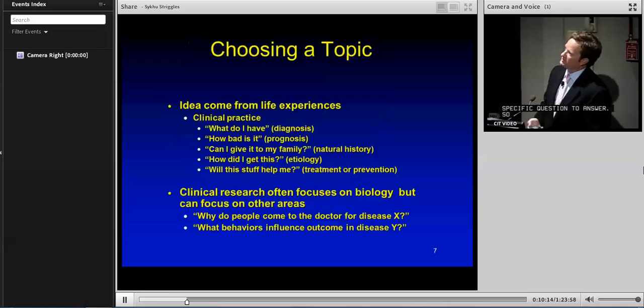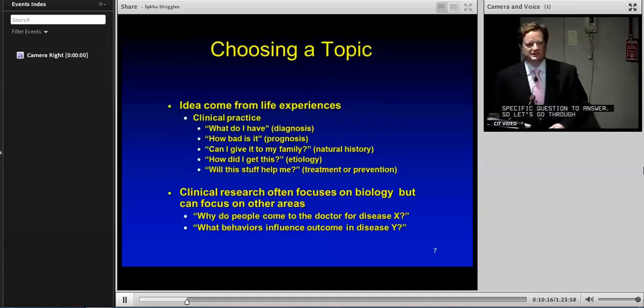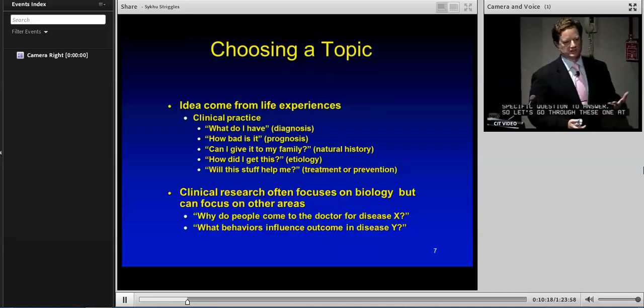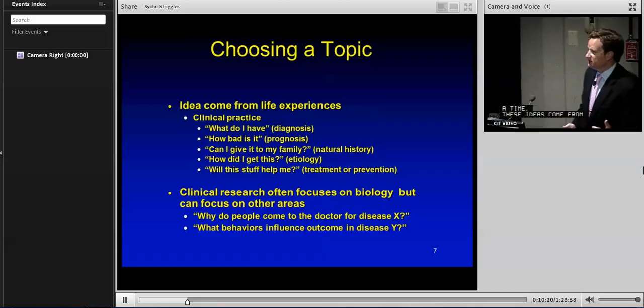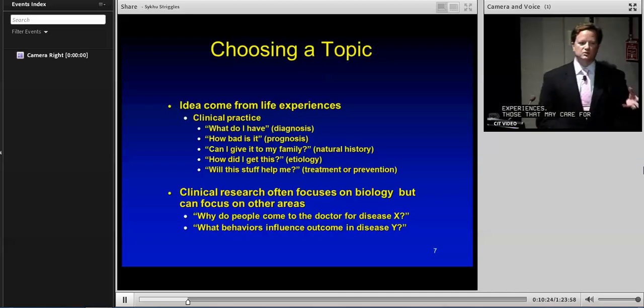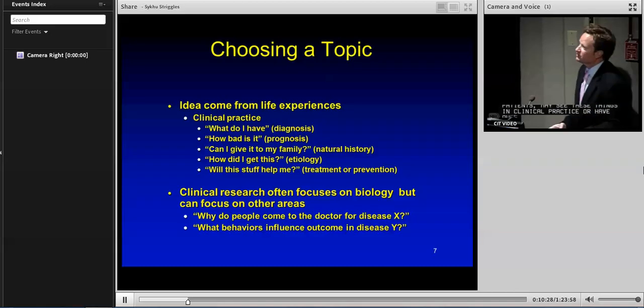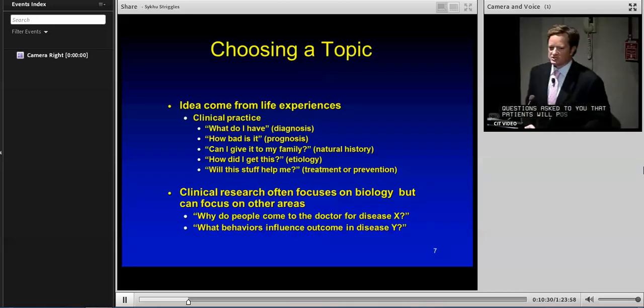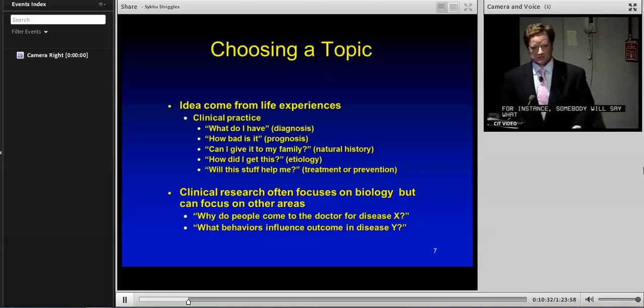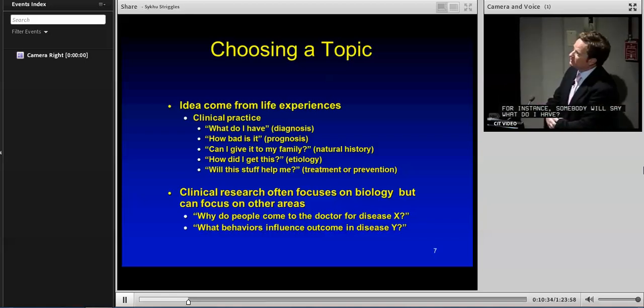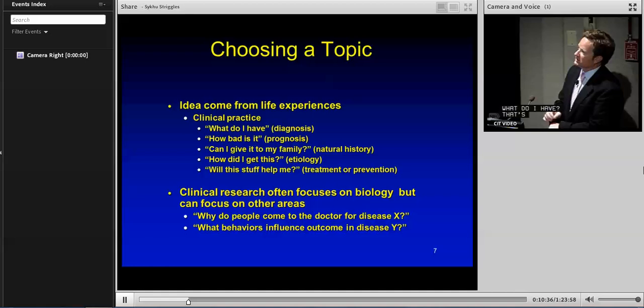How do we pick a general research topic or idea? Well, these ideas actually come from real-life experiences. So those of you that may actually care for patients, may actually see things in clinical practice, or have questions asked to you that patients often themselves will pose. For instance, somebody says, well, what do I actually have? Well, that's a diagnostic question, trying to figure out what people actually have and how do you make a diagnosis.